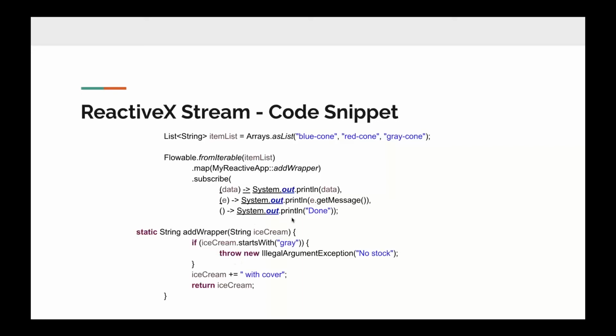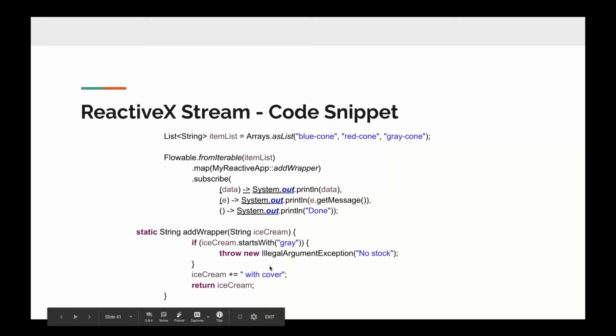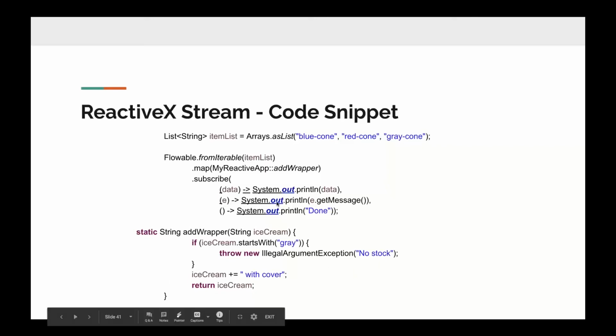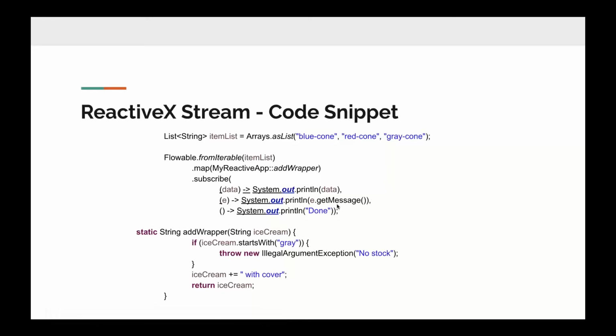Okay, so what is addWrapper? I just want to tell you, my reactive app's addWrapper is a static method available inside the reactive app. Each and every element from this list is passed, and it will check whether the data is there or not. I'm voluntarily throwing when there is a gray cone. I'm running out of gray cone now, so I'm throwing an illegal argument exception, no stop. How is it going to be handled? It is going to be handled with the E, which means error.